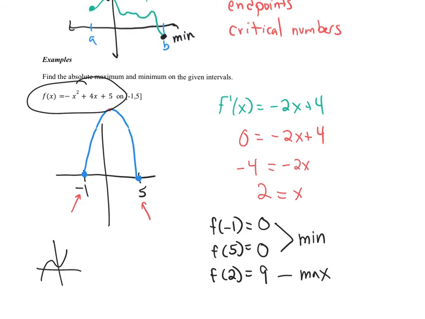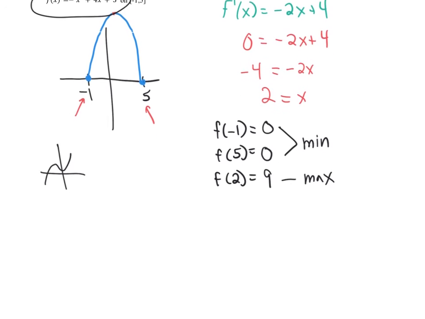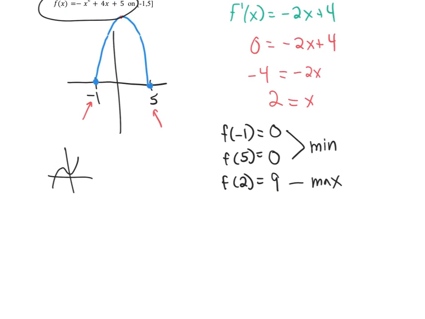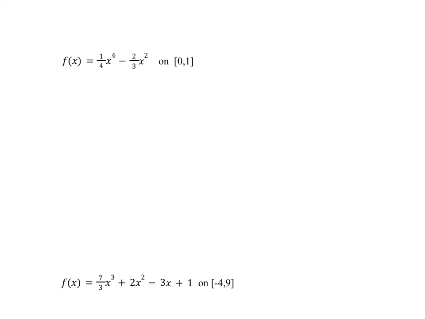So let's look at another example here. This one has a fourth degree equation, and I want to find the max and min. So if I graph it, find the derivative, f prime of x is going to be equal to x cubed, because the 4 cancels, minus 4/3 x on the interval 0 to 1.